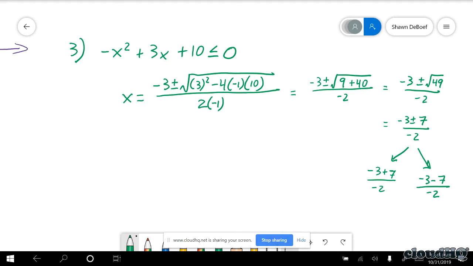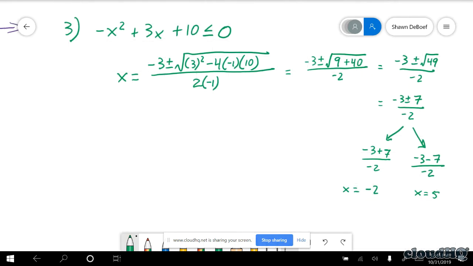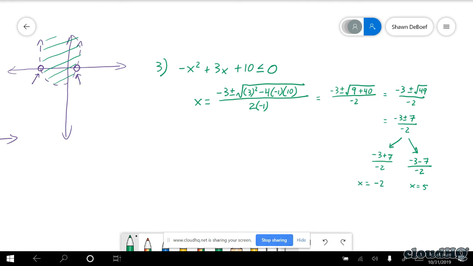Negative 3 plus 7 is 4. 4 divided by negative 2 is negative 2. Negative 3 minus 7 is negative 10. Negative 10 divided by negative 2 is positive 5. This tells me that it was indeed factorable. We could have chosen to solve it by factoring, but we could have also solved it by graphing. But those are the x-intercepts. Those aren't the answers to the problem because it doesn't say negative x squared plus 3x plus 10 equals 0. It says less than or equal to, so there's more answers than just that.